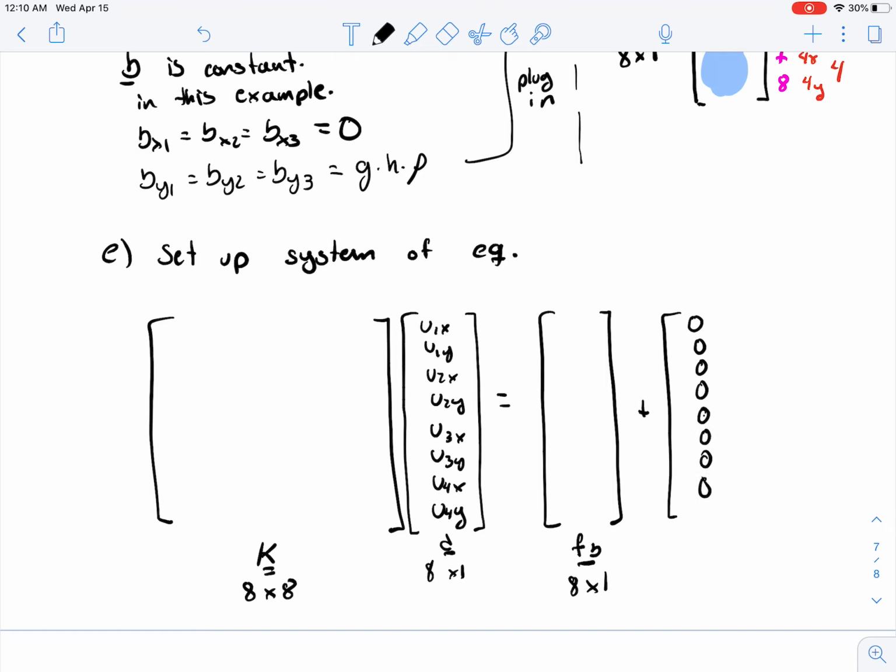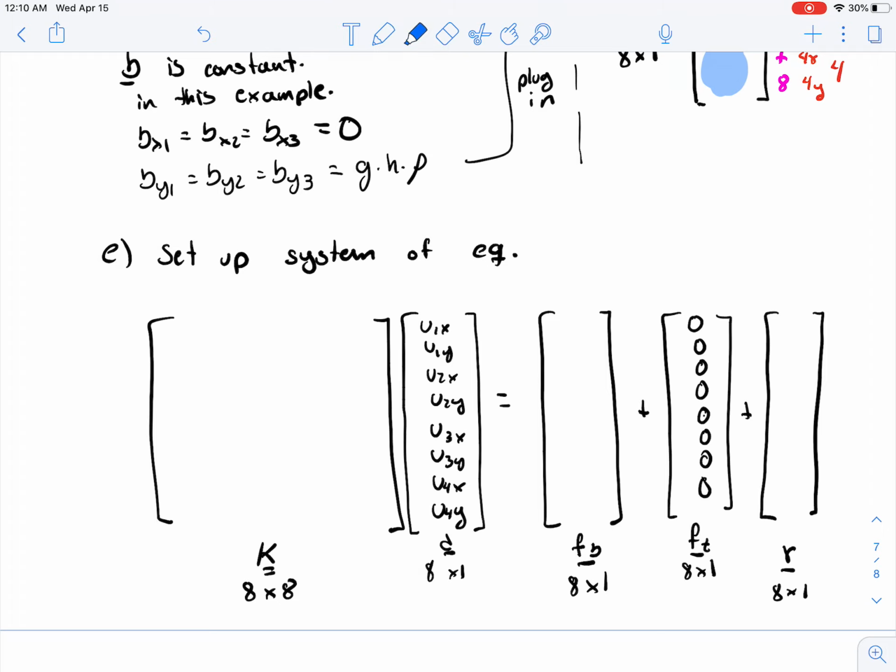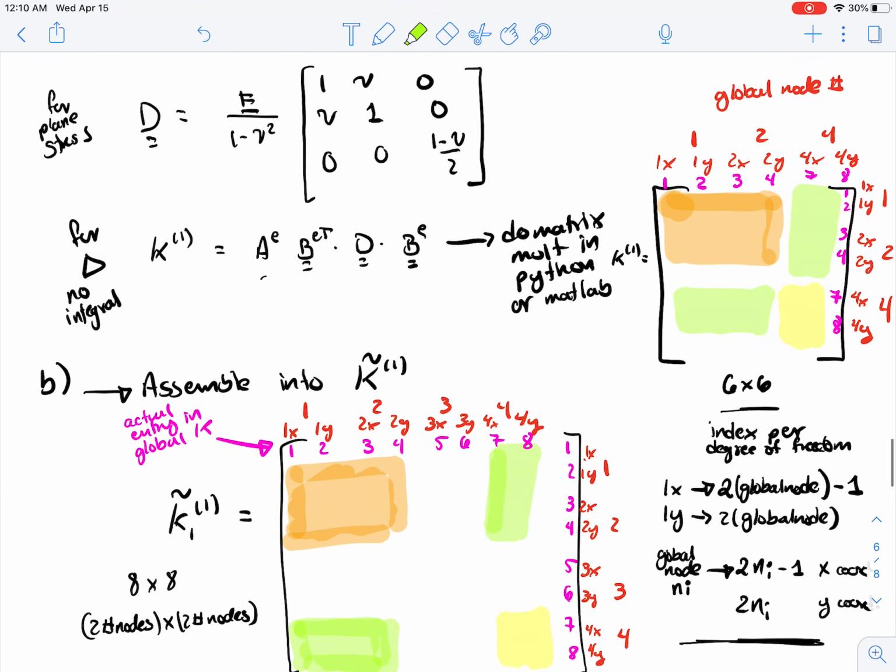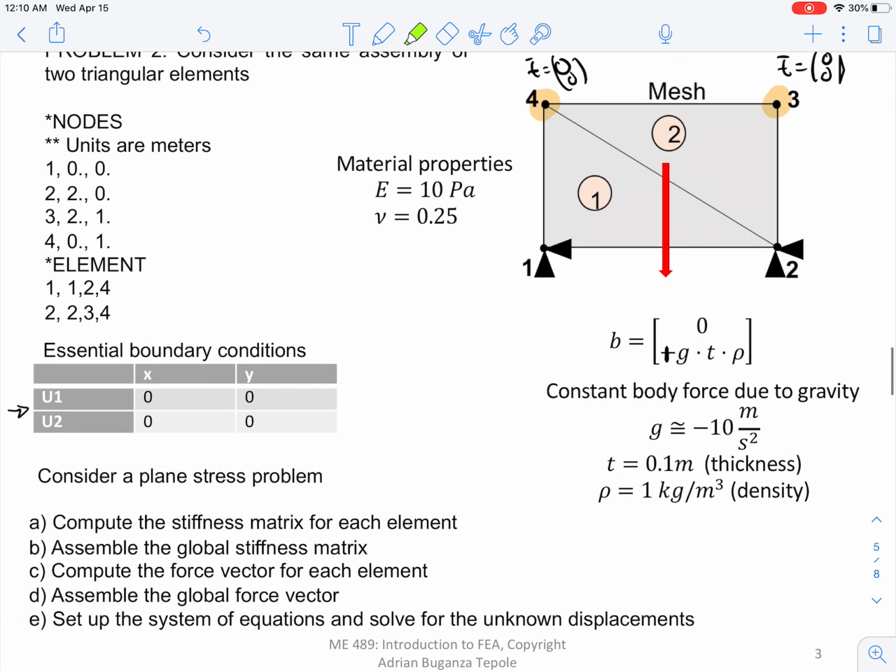In this case, we don't have any traction. So this would just be F traction, in this case no tractions, plus reactions. Also 8 by 1. And now here, we do need to know where we have reactions. In order to know what we have to solve for, we need to see where the essential boundary conditions are.